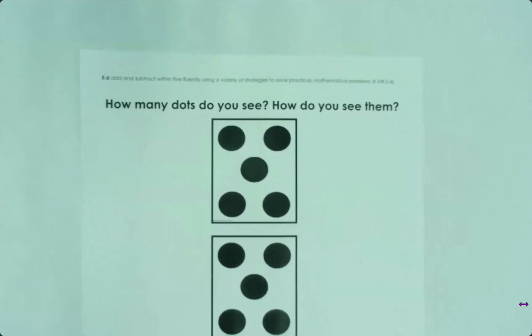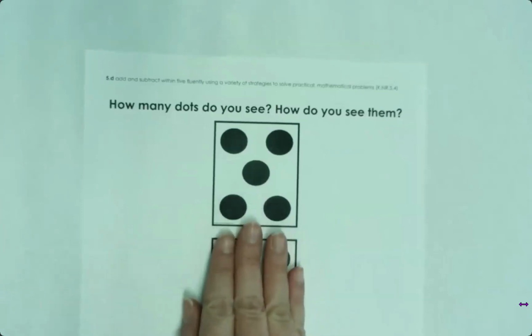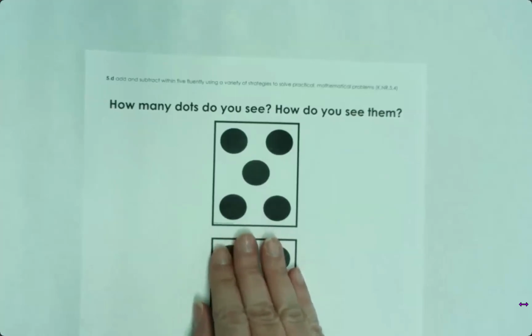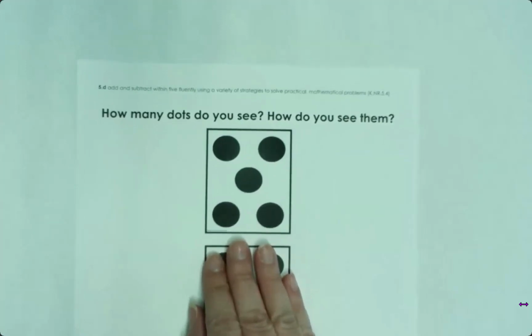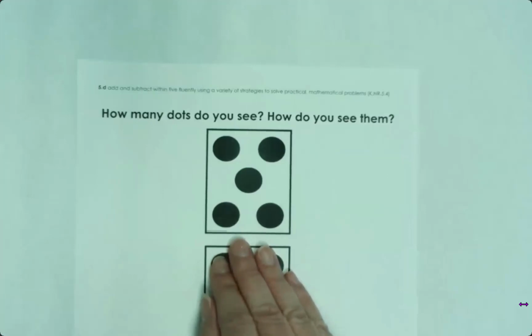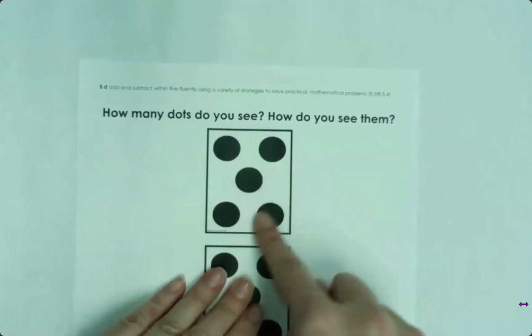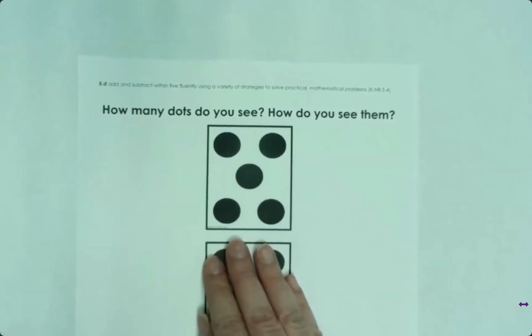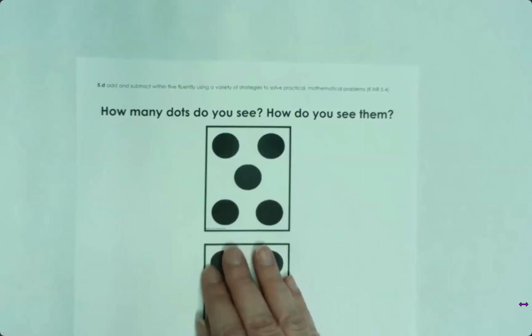Another strategy for helping students to be fluent within 5 is through number talks and using dot cards. So if I were to present this image to students, I would ask them, how many dots do you see? And how do you see them? Students are going to start to put these dots together in different ways. Some students may automatically say 5, and they may say, I know it's 5 because it looks like a domino or a die. And they already recognize this formation of dots. Some of the dot cards won't be in the formation that they've already seen before, but it helps to start with ones that they're familiar with.